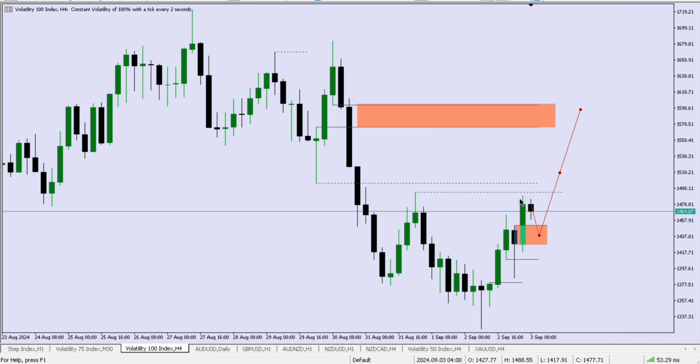So what I'm expecting to see here is just a pullback into this order block here for price to gain some momentum, and then from there price pushes up and gets to this level of our interest here, which is our fair value gap, lining up with an order block here. So let me just mark 50% of this order block, which is going to be somewhere here. It's going to be 50% of that order block.